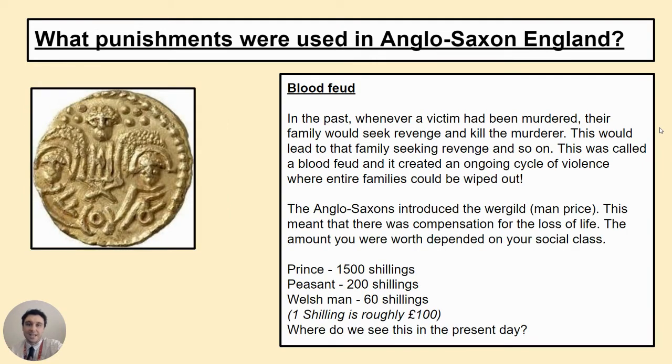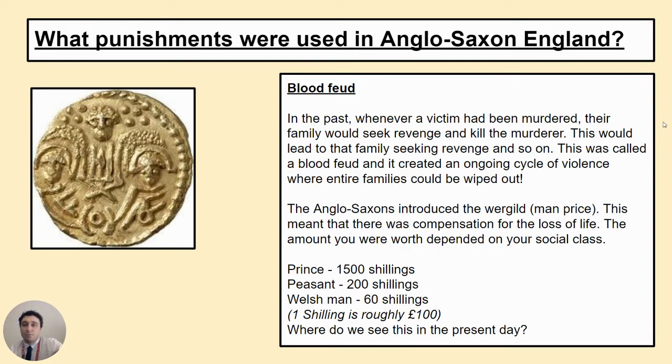This changed in Anglo-Saxon England, and a new fine was introduced called the weregild, the man price. Were meaning man, like werewolf, man wolf, for example. Gild means price. And so what this meant was there was now a compensation for the loss of life.